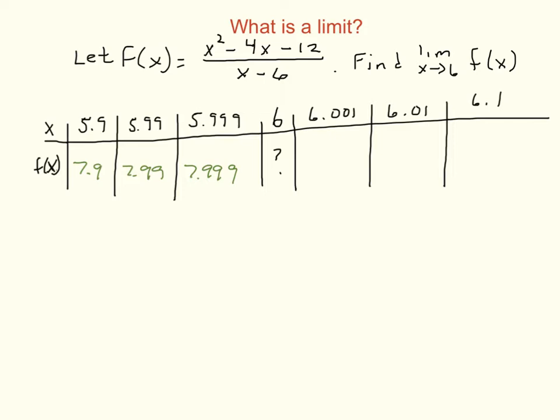In this case, it really looks like as I move closer and closer to 6, the limit here, as x approaches 6 from the left, that little minus sign is from the left, of f of x, that appears to be equal to 8. As I come from the left, approach 6, my function values seem to be getting closer and closer to 8.